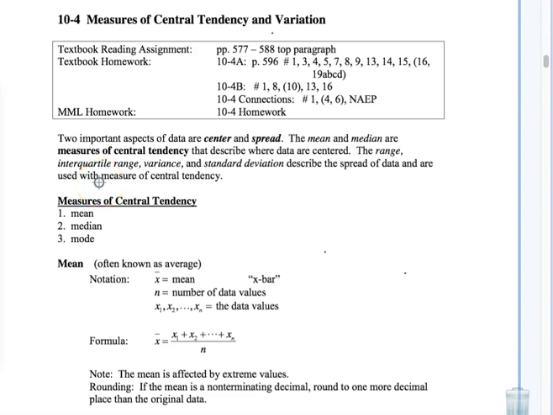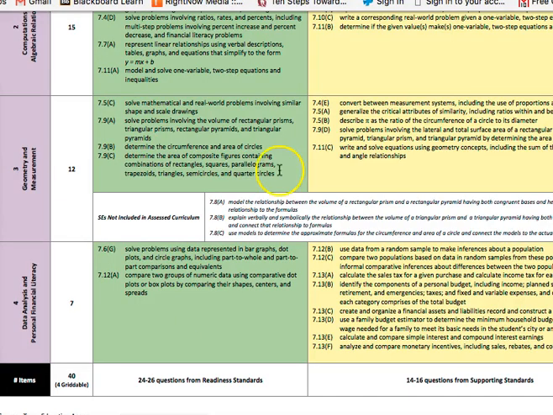In section 10.4, we're going to do measures of central tendency and variation. We're going to continue on with drawing a few graphs to finish up this chapter. A lot of this material is probably pretty familiar to you, but I do want to show you, sometimes people really enjoy doing lesson plans over this.